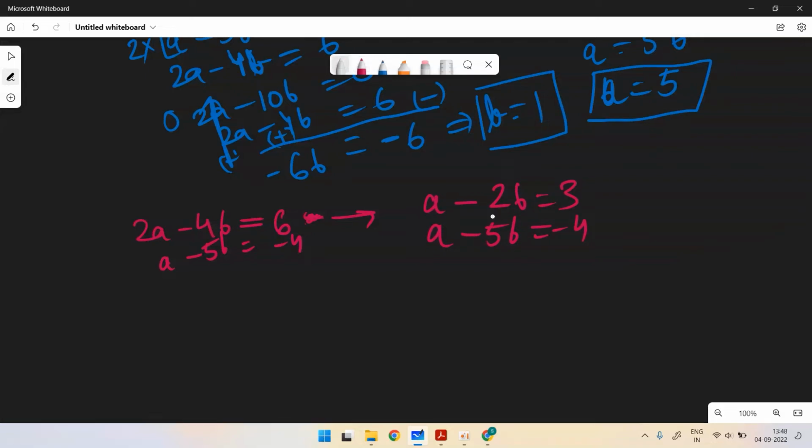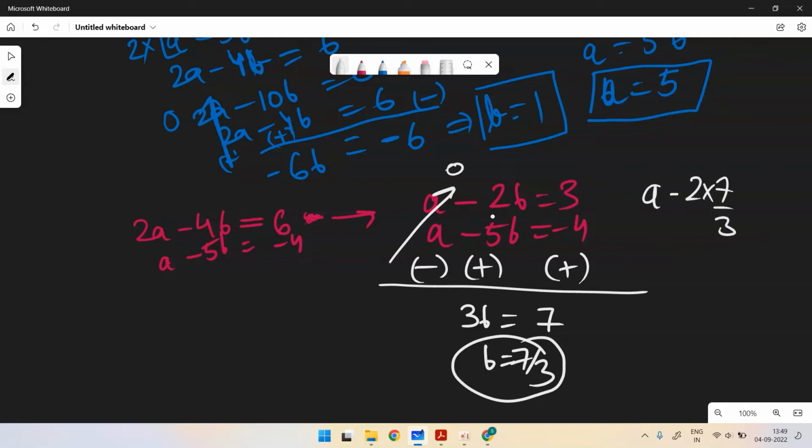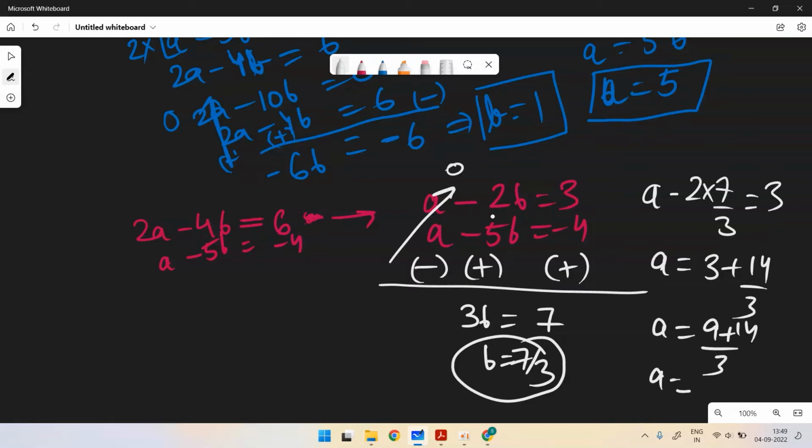Now if you subtract these two equations, this becomes a minus a equal to 0. This is minus 2b plus 5b, this is 3b equal to 3 plus 4, that is 7. So b is 7 by 3 from here, and if you put 7 by 3 here, a minus 2 into 7 by 3 equal to 3. Nothing but a equal to 3 plus 14 by 3, a equal to 9 plus 14 by 3, a equal to 23 by 3.